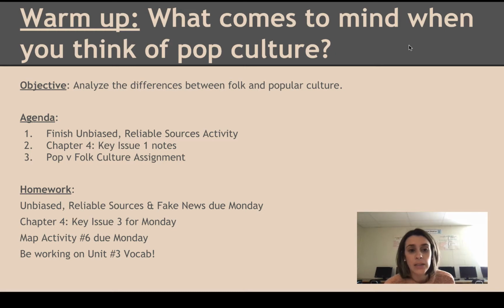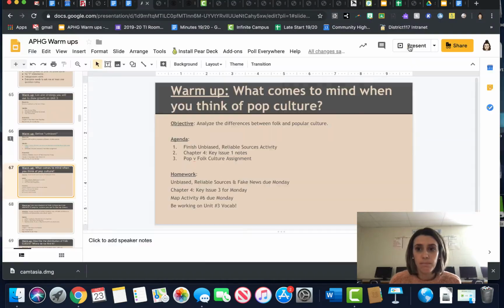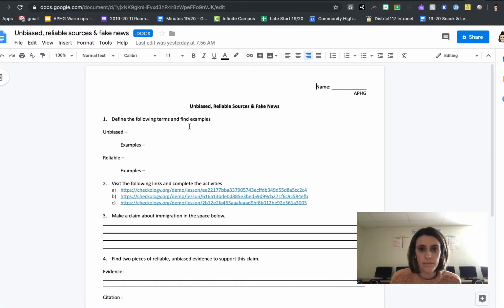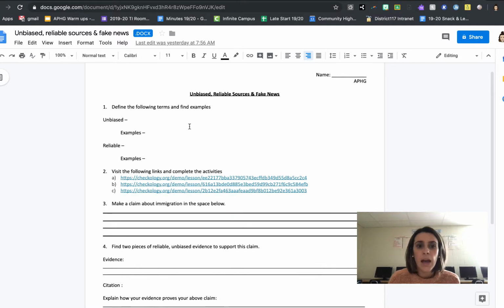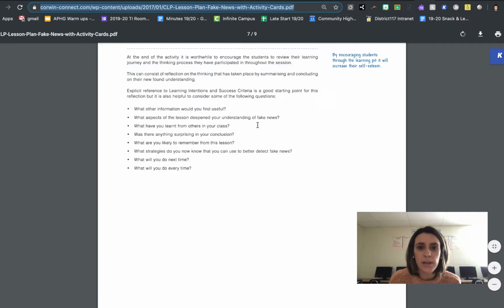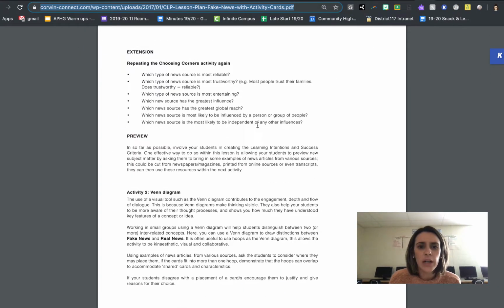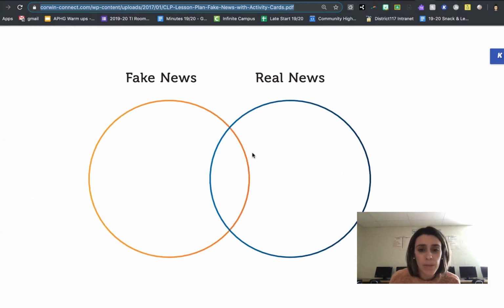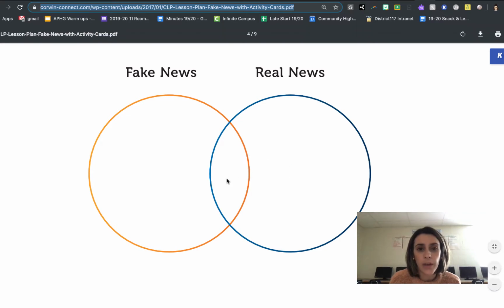So go ahead and take out your unbiased, reliable sources activity from yesterday. And then let's just kind of recap where we left off yesterday. So we defined unbiased and reliable. We came up with some examples for each of those. And then we spent some time making a T-chart and comparing fake news versus real news. I'm sorry, not a T-chart, a Venn diagram. Comparing fake news and real news and then what they each have in common.